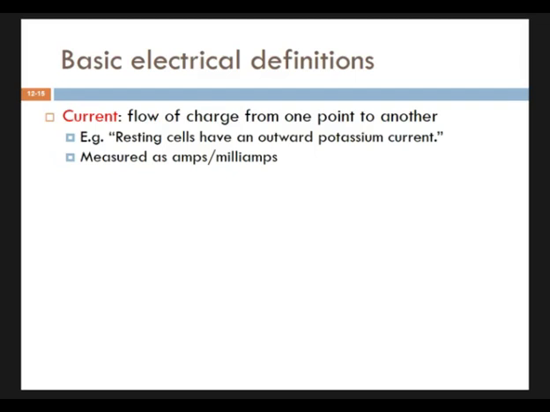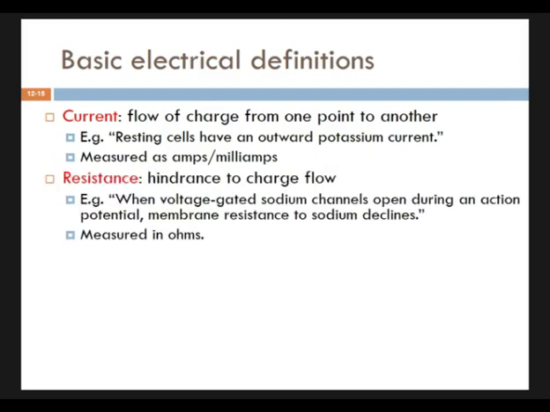So we could say that resting cells have an outward potassium current. That means that potassium ions are flowing out of the cell. That's all that means.